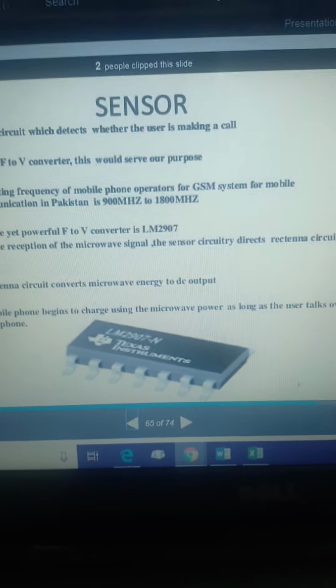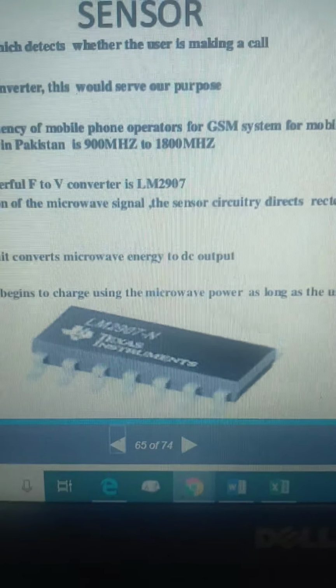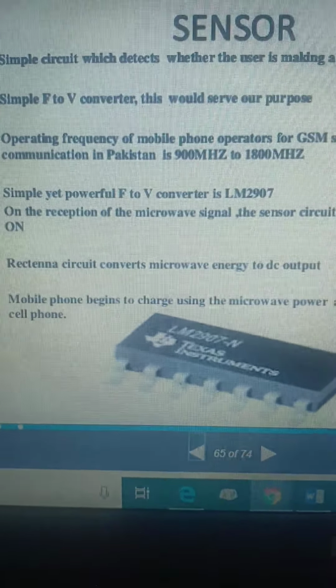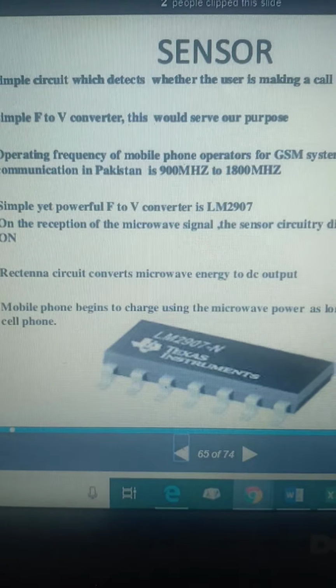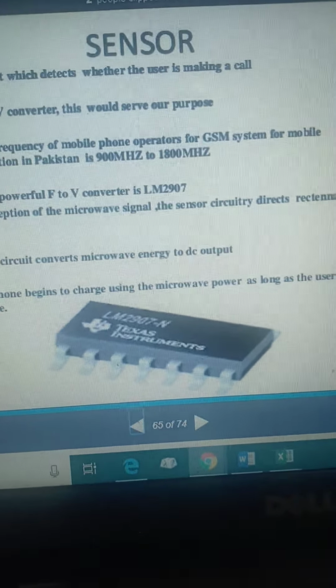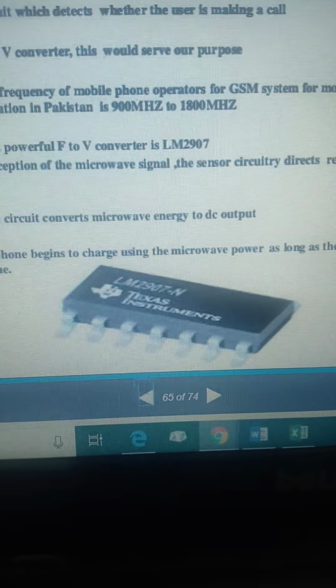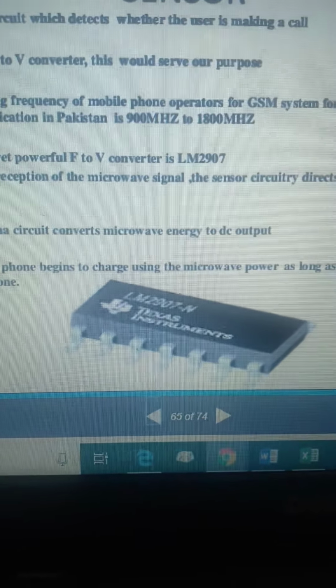And this is the sensor IC. LM2907 is used. It is a frequency to voltage converter, and as I said, the major function is it converts frequency to voltage, and it turns on the rectenna on receiving a call. So the call is detected by this sensor.